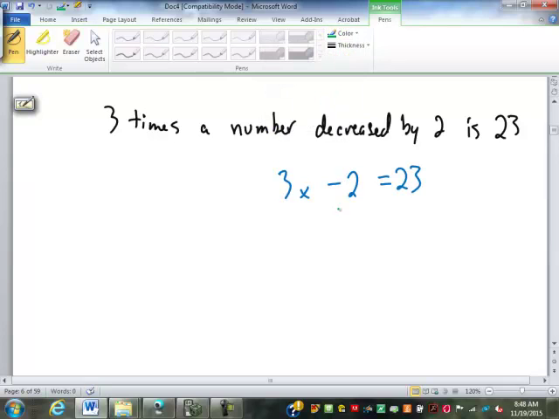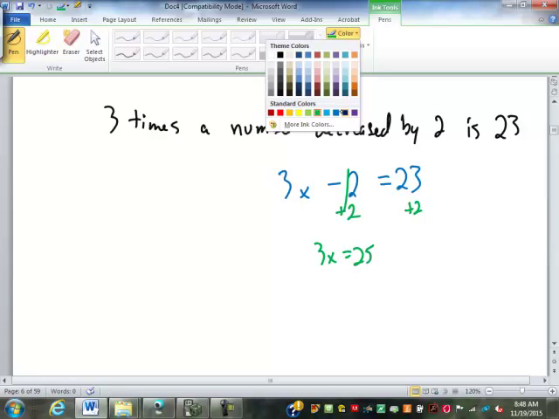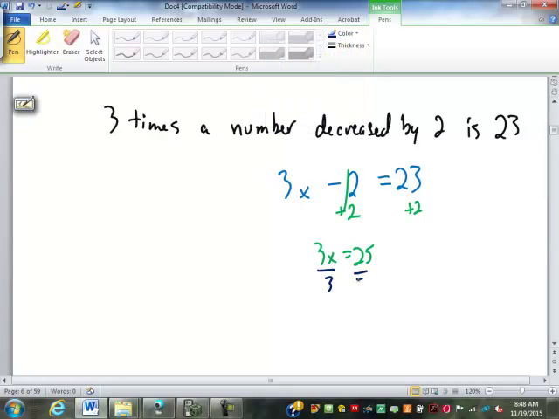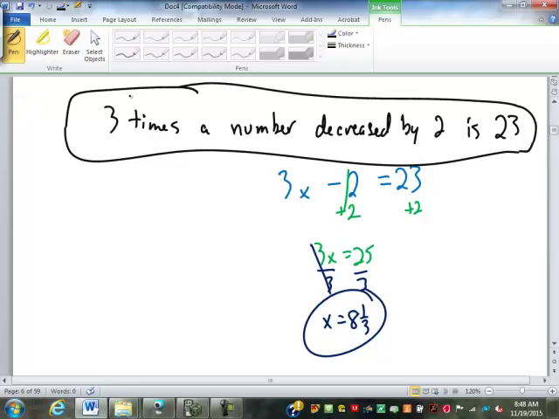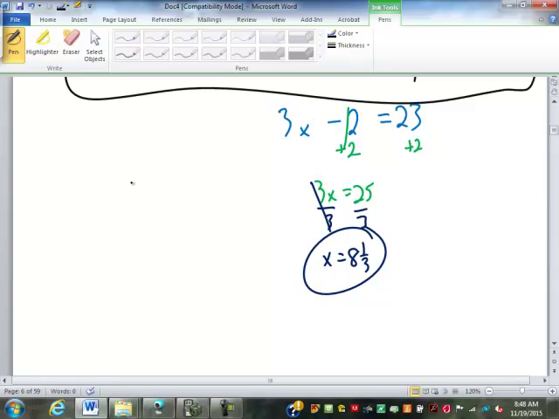And now I could solve that equation. I would add 2, you get 3x equals 25, and divide by 3, get x equals 8 1/3. See how simple that is? Now that's relatively simple. That's just straightforward, flat out giving you the equation in words, and you just have to write it out. We can get a little more complex than that.